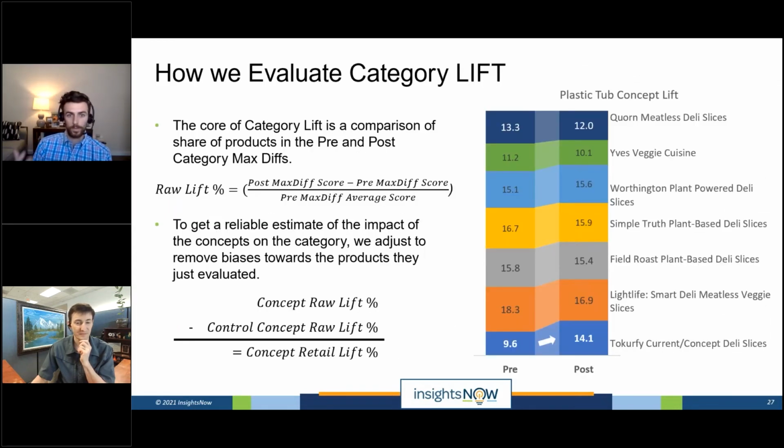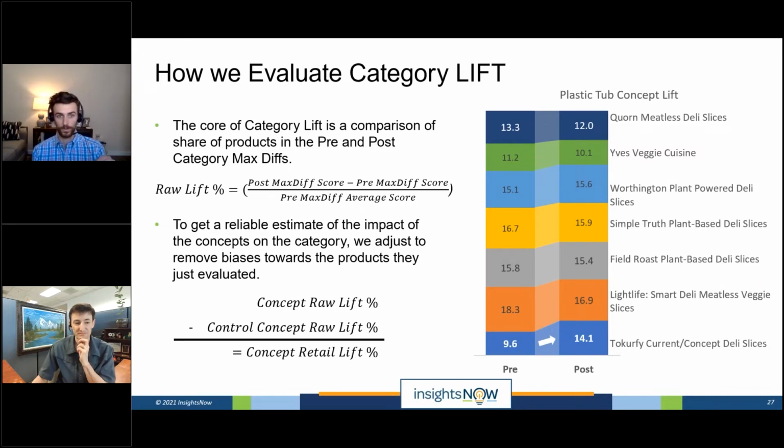So one way we are able to present these max diff utility scores and how we calculated them, we went through a series of calculations here. We first calculated a raw lift percentage by subtracting the category max diff score, the pre-max diff score, from the concept max diff score, that post max diff exercise, and then divided that by the pre-max diff score to give us that raw lift percentage.